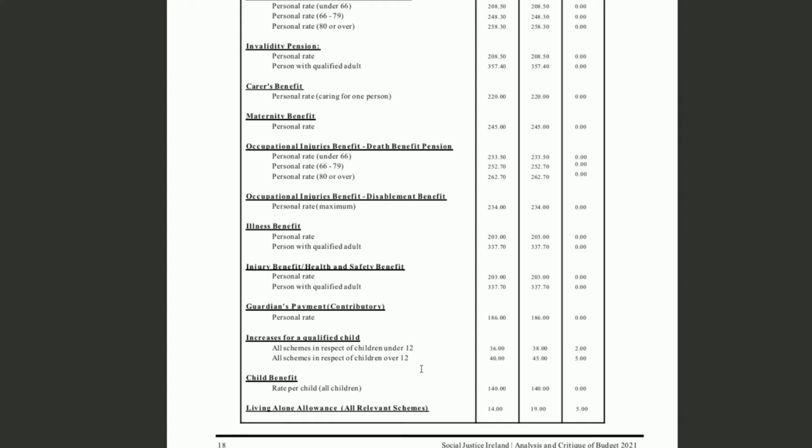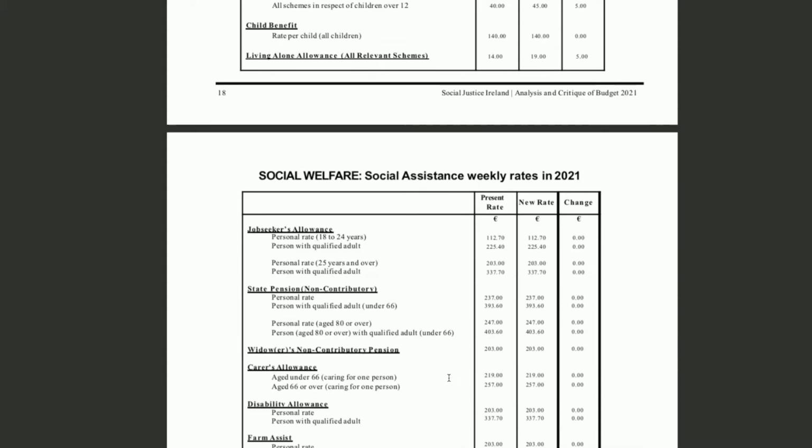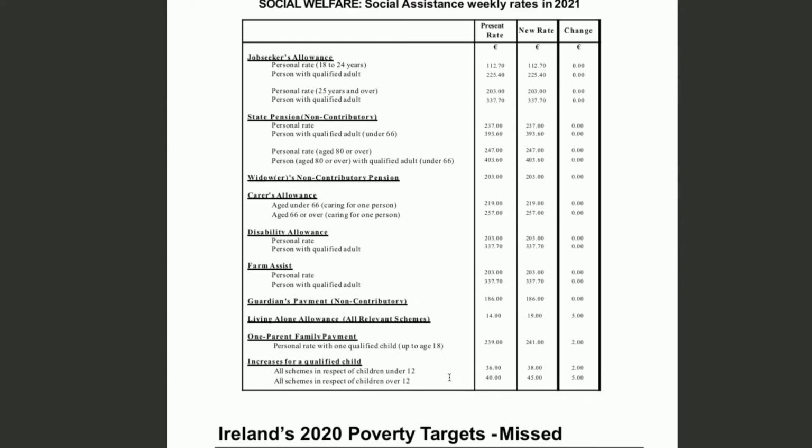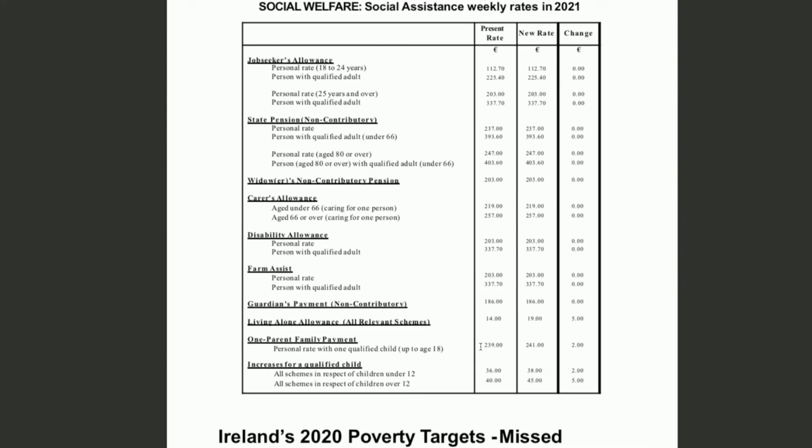Moving on then to just look at the social insurance and social assistance weekly rates, and you'll see from what I've been saying that absolutely nothing has changed except for those pieces there at the end. So the increase in qualified child, which we welcomed, the living alone allowance, which we welcomed, and a similar story there in the social assistance payments, where we have an increase in the living alone allowance, an increase in the qualified child, a slight increase of €2 per week in the one parent family payment, and then nothing for any of the other core payments there.